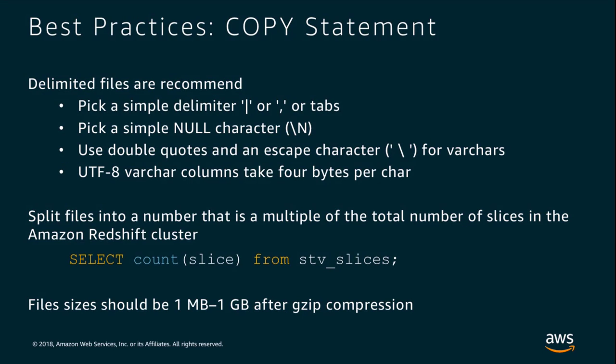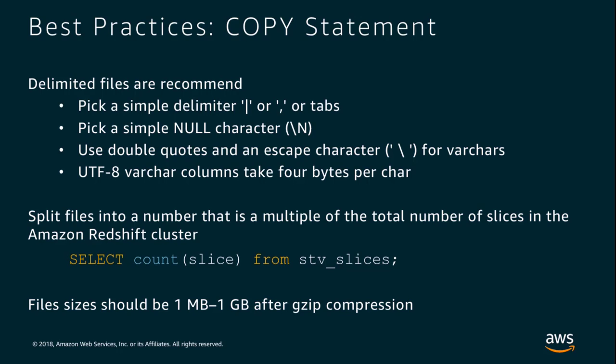So just to summarize the best practices for copy: like I said, use delimited files. I usually recommend picking a simple delimiter like a pipe, a comma, or a tab. Pick a simple null character, usually \N works well. And make sure that you have double quotes around your varchars and use an escape character like a backslash within the varchars. Now, the part that I said has changed is the number of slices in the cluster.